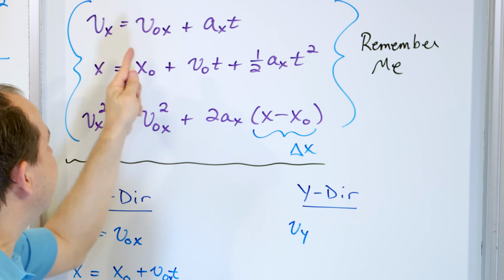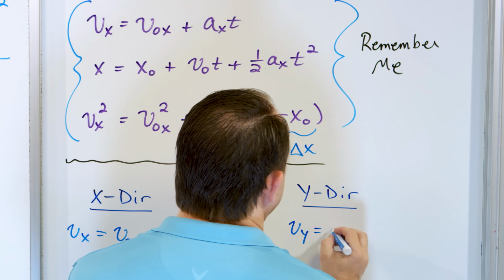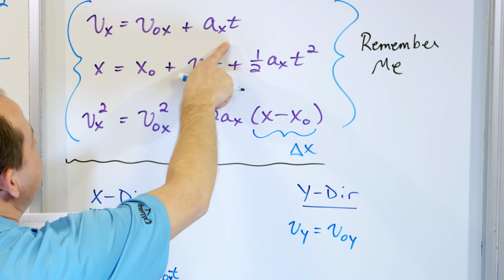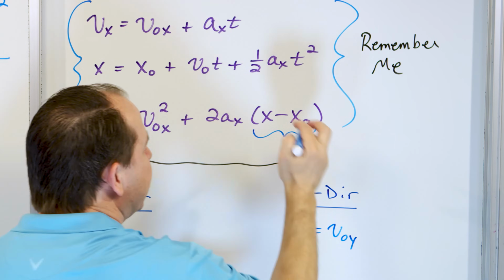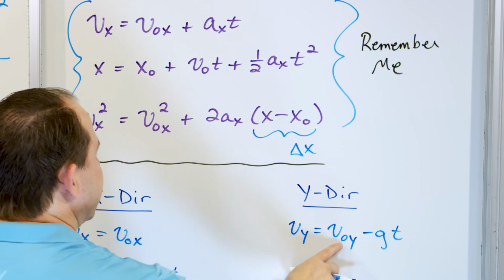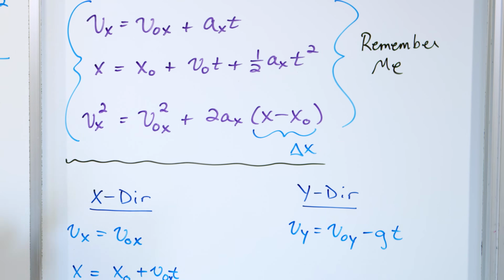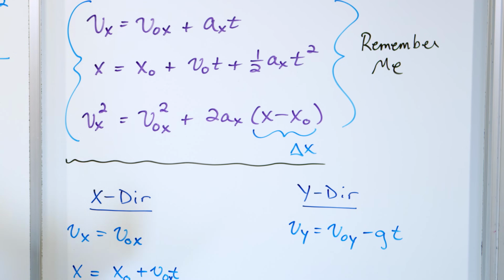So the velocity in the y direction is equal to the initial velocity in the y direction, plus at. But we know acceleration in the y direction is negative g, so this becomes negative gt. So you have vy is equal to initial velocity in the y direction minus gt. Boom, it looks like you have a new equation, but you don't. It's the same equation you had, you just replaced the acceleration with negative g.